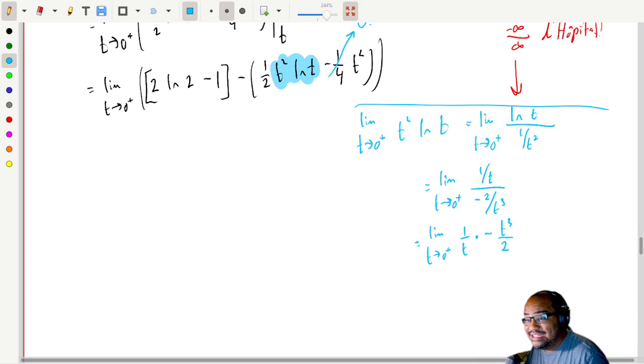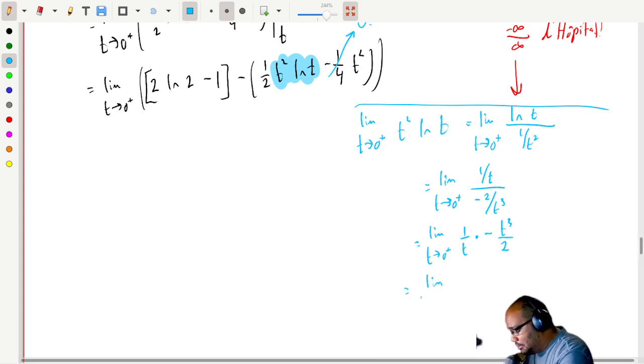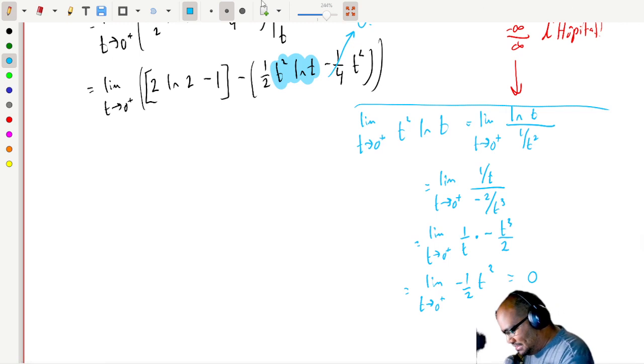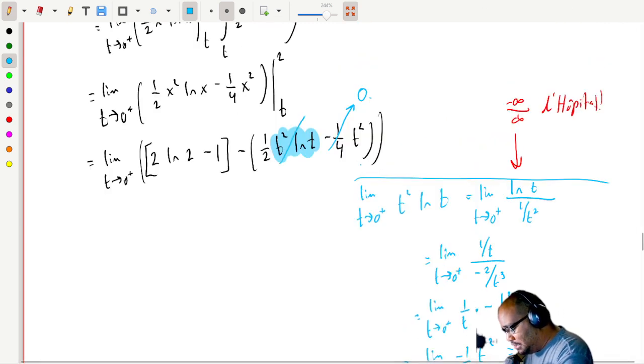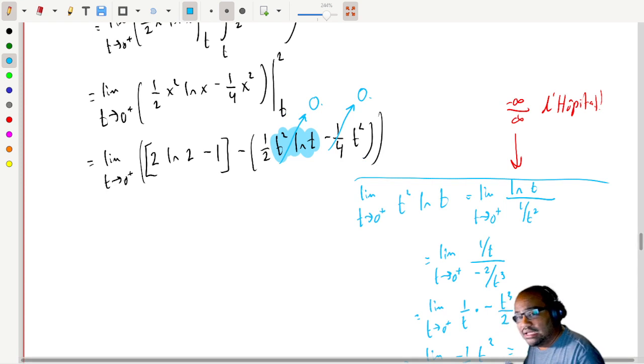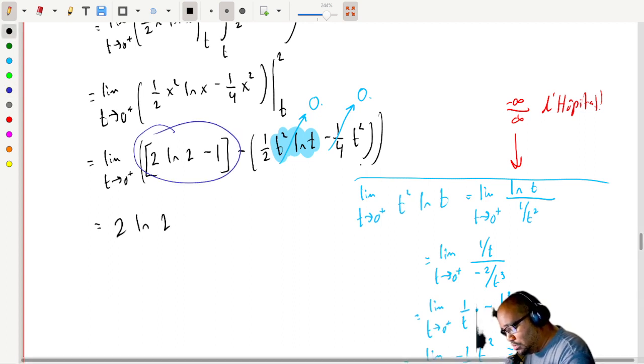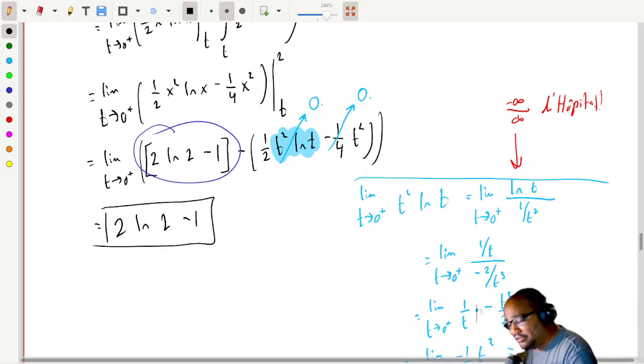And now take a look, right? I have a t cubed over t, which is a t squared. Of course, I still have the minus 1/2 there. Minus 1/2 t squared, and this is 0. So the limit there is 0. So check it out here. This whole thing goes to 0. And so in the limit, we just have all this left over. All we have now is 2 log 2 minus 1, and we're done.